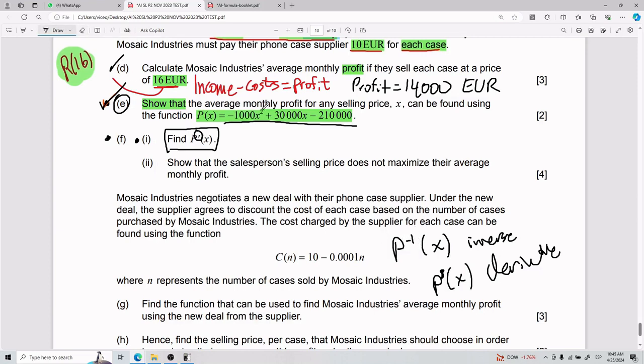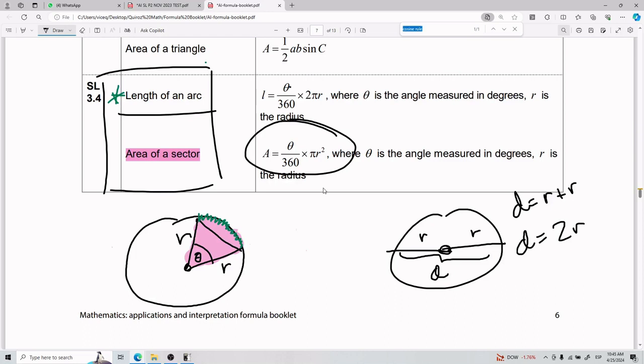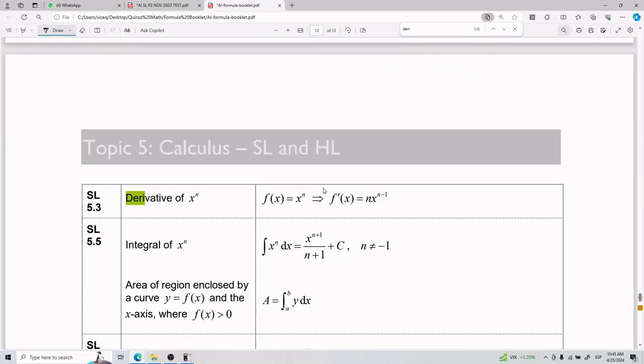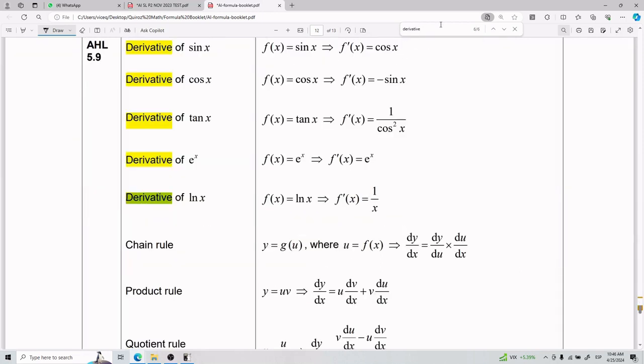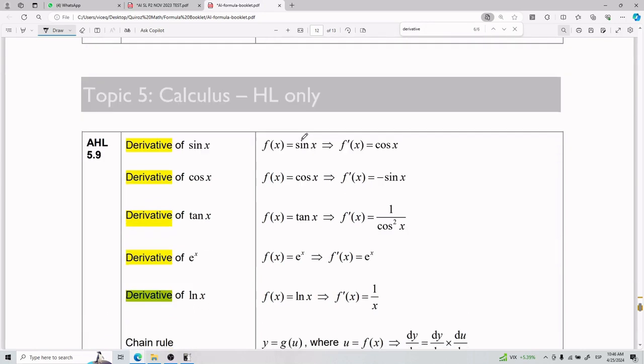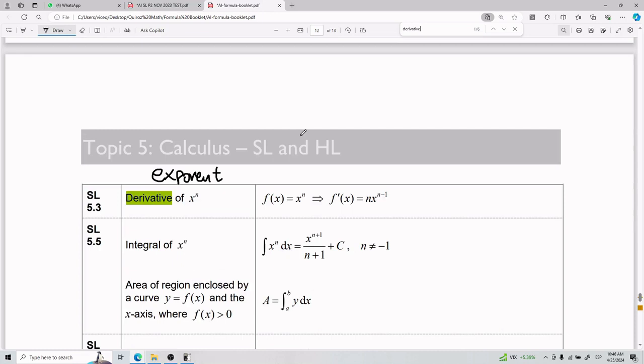So the derivative for the IB AI SL level, if I put it into my formula booklet, you have this one, which is the derivative of the exponent. So you can look it up. I actually have a video on it. You can enjoy your time there. There's a bunch of other derivatives, but this is for HL, so we can just laugh at them. Anyways, we only care about derivative of an exponent.